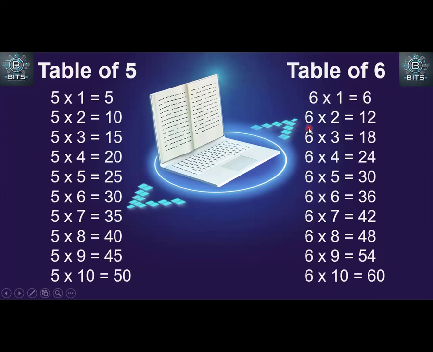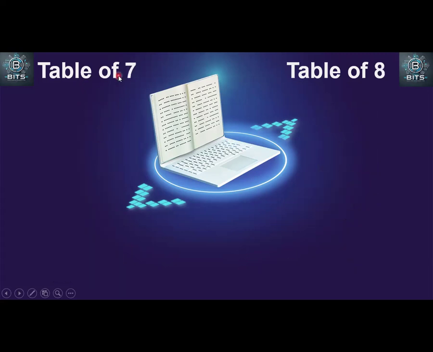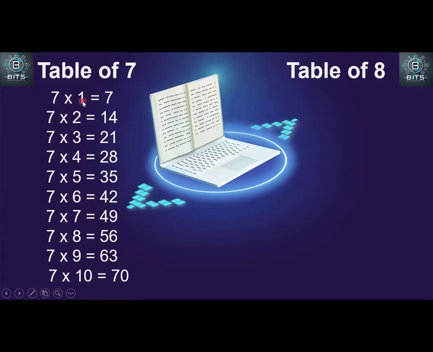Table of 6. Six ones are 6. Six twos are 12. Six threes are 18. Six fours are 24. Six fives are 30. Six sixes are 36. Six sevens are 42. Six eights are 48. Six nines are 54. Six tens are 60.